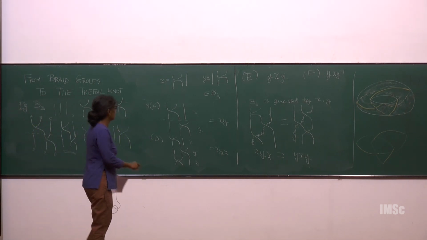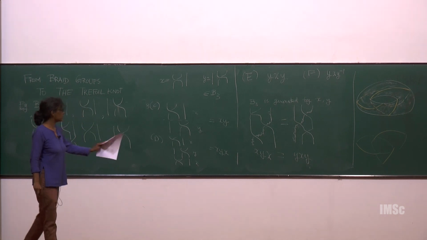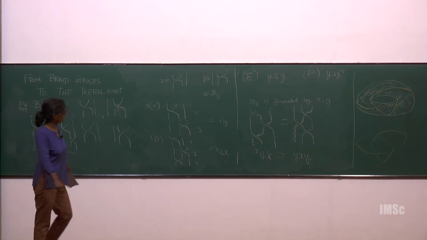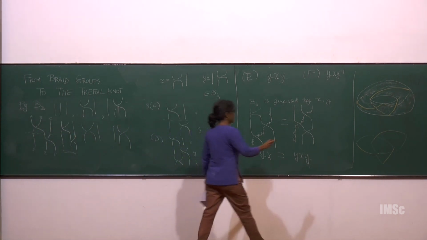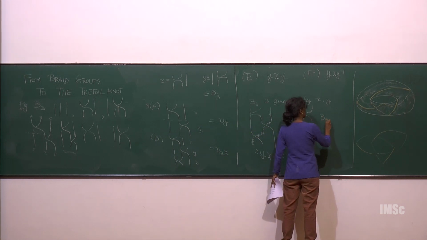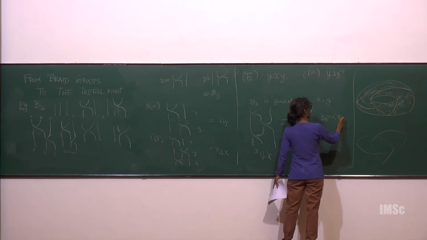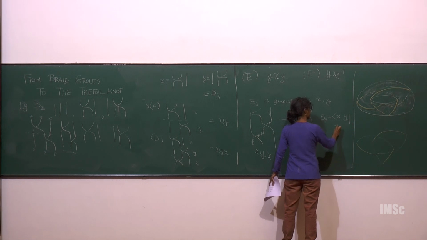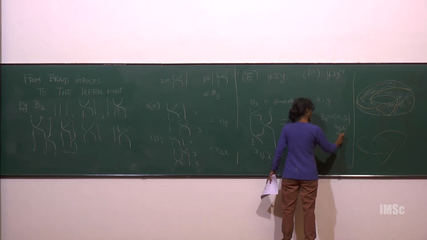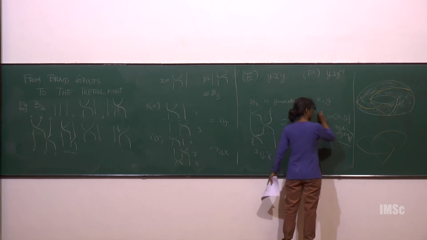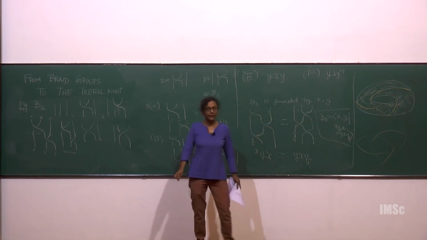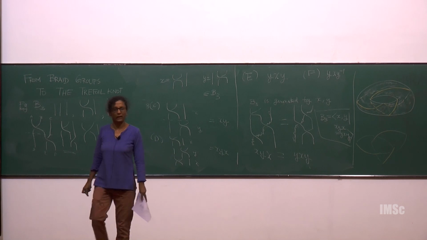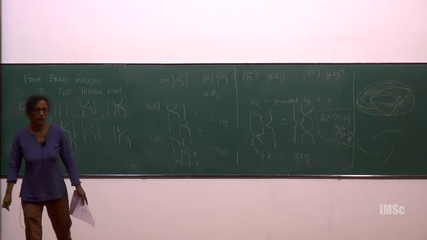And in fact, with some work, you can show that this is the only relation. And therefore, B3 is generated by 2 elements and it has 1 relation. So a fairly complicated group. It's hard to write everything down. It'll take a long time.